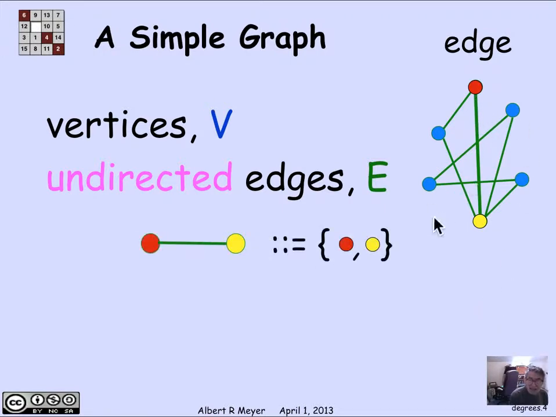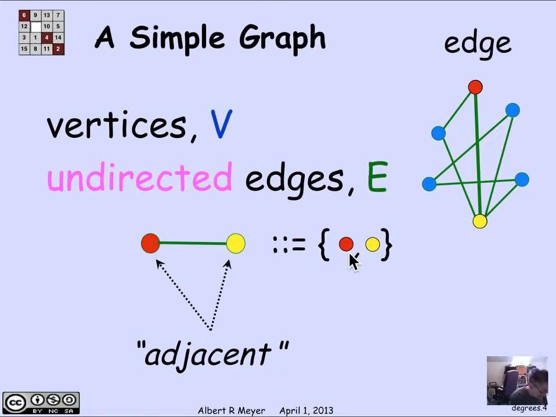An edge like that can formally be represented as just the set of its endpoints, a set of two things, red and yellow. In text, we'll often indicate it as the two vertices connected by a horizontal bar, but you have to remember that the order in which the red and the yellow occur doesn't matter, because it's really a set consisting of red and yellow. When two vertices are connected by an edge, they're said to be adjacent, and the edge is said to be incident to its endpoints, just a little vocabulary that we use here.